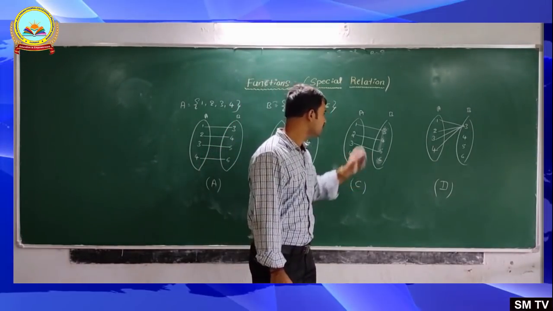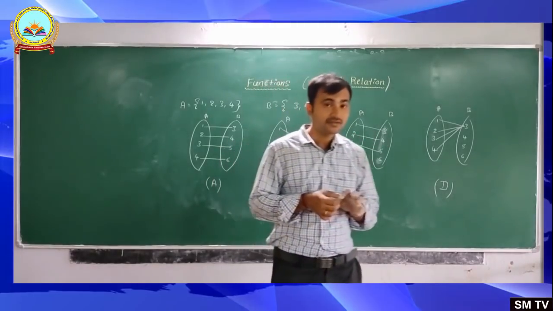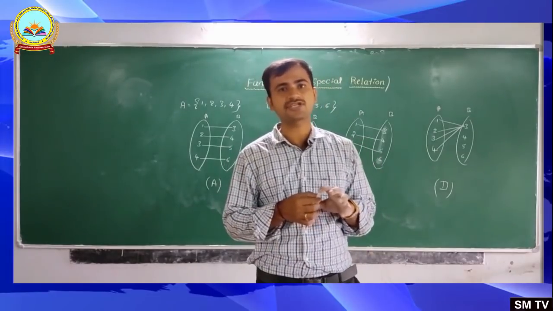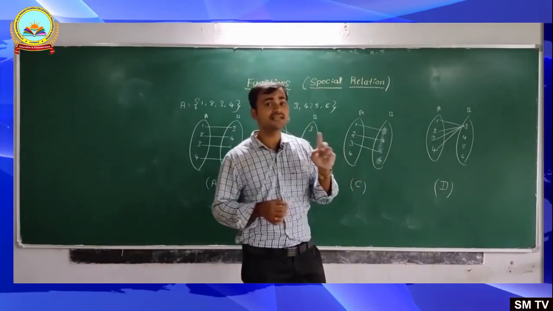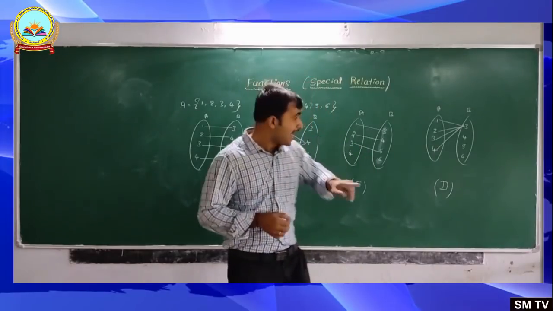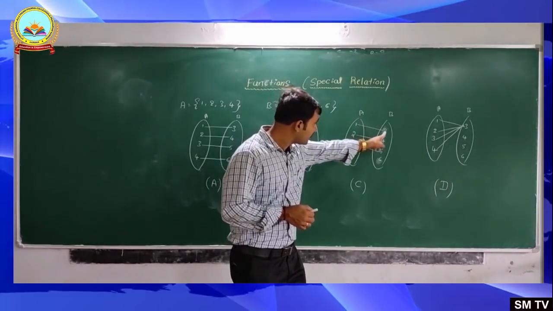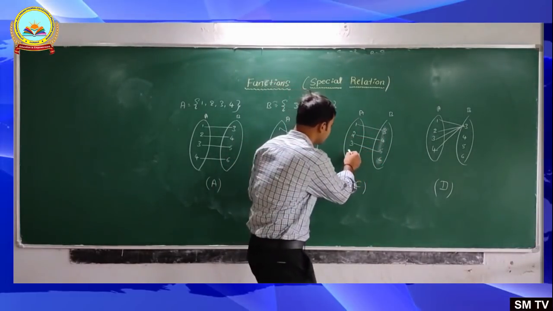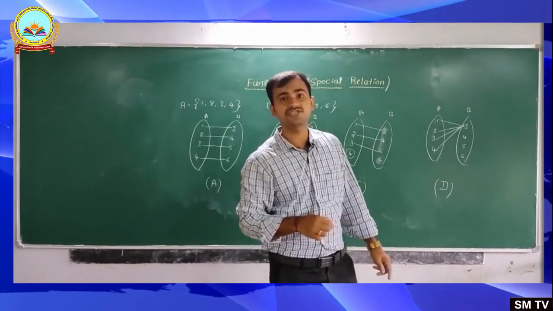Next, is it a function? 1 to 3, 2 to 4, 3 to 5. Students feel like yes, it's a function. No, it's not a function because every element in set A should have one and only one image in set B, but here this 4 is not having any image.